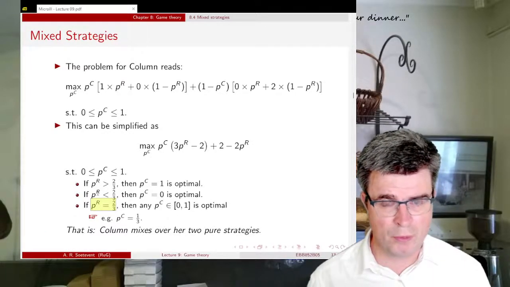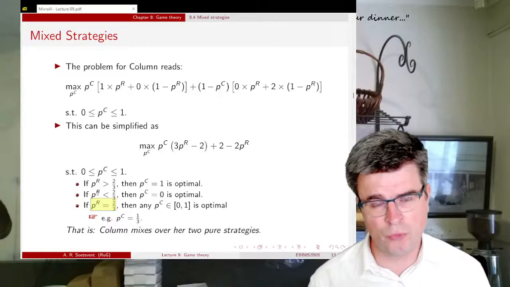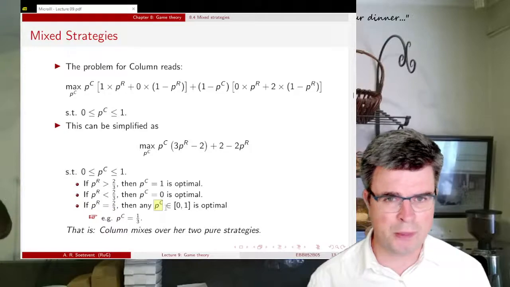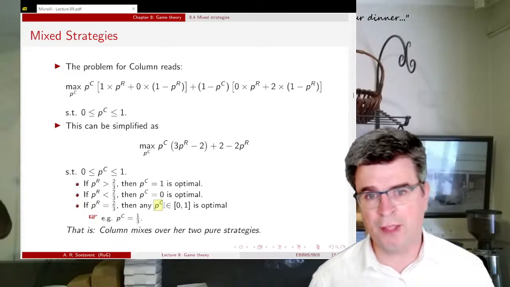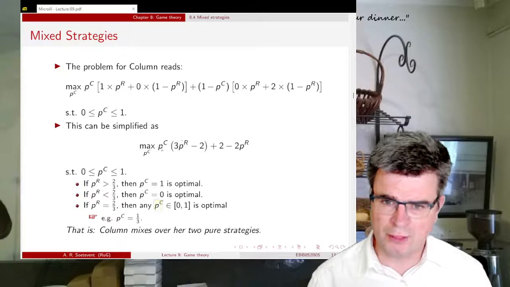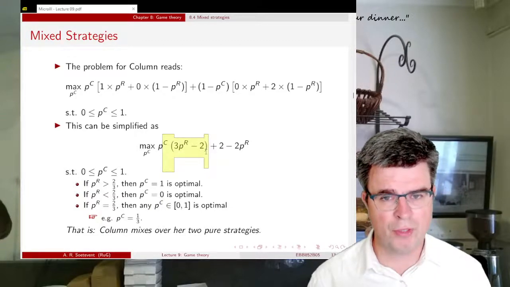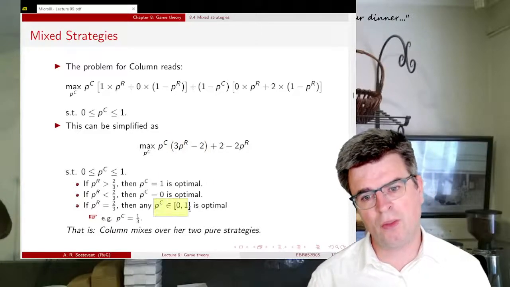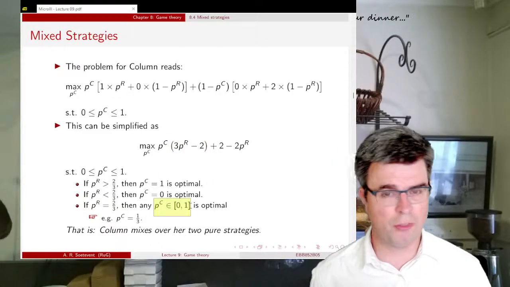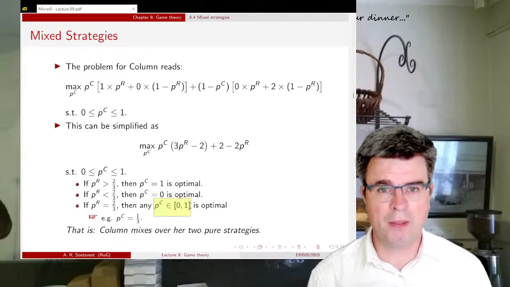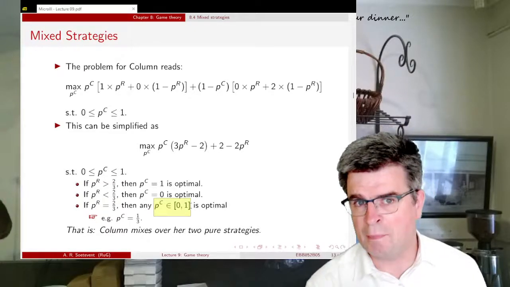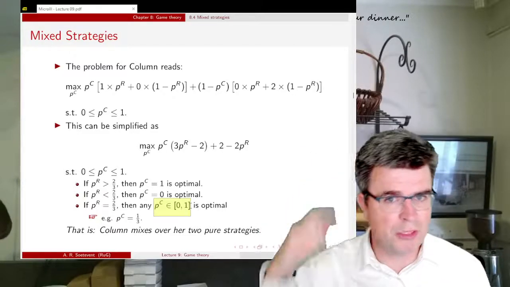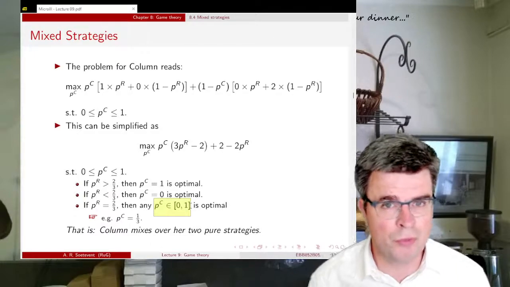So when the row player chooses Italy with probability 2/3 and Sweden with probability 1/3, then any choice of PC is optimal for the column player. It doesn't matter because this first term has vanished. And one of the particular values that the column player could choose, because in that situation all probabilities, all PCs give the same expected payoff. So one of the specific values that she could choose is the value 1/3.